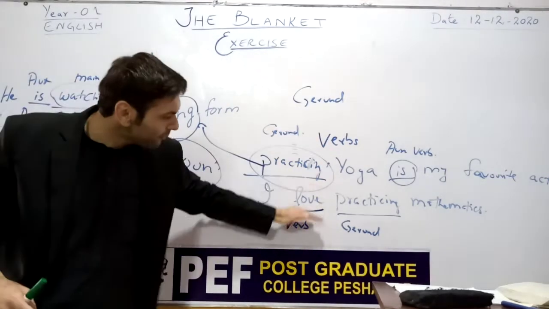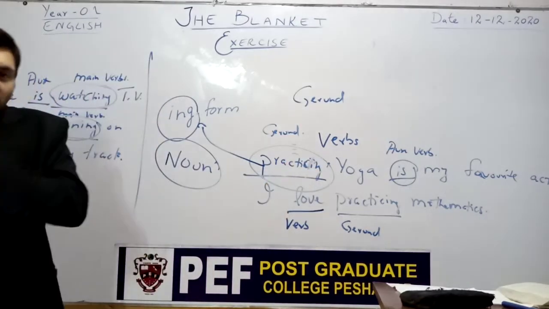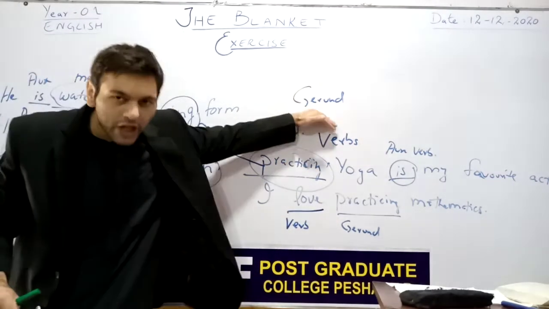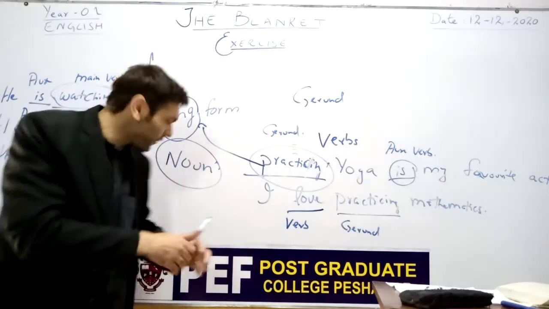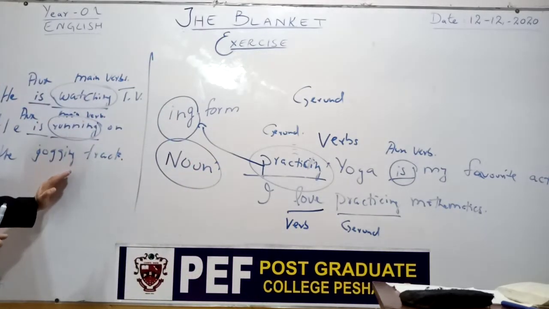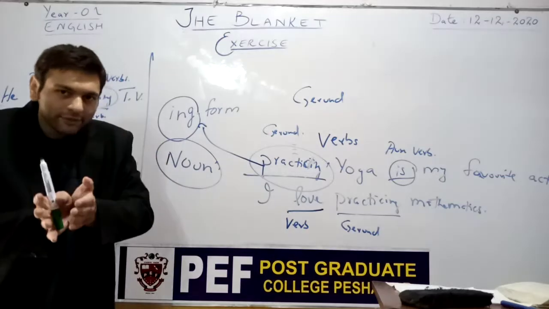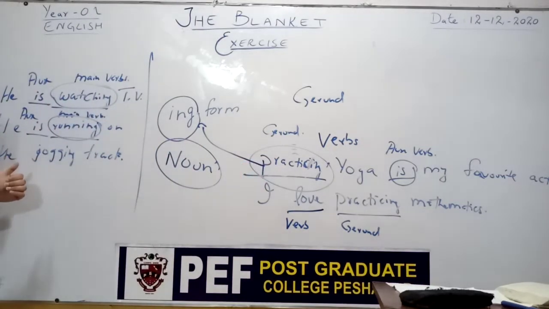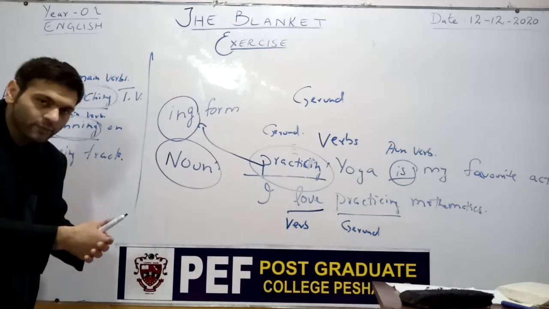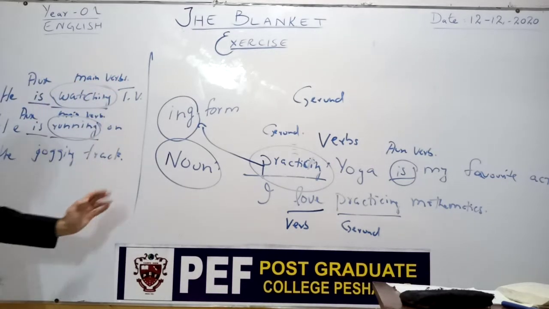यहां पर जो हमारे पास ing form है, they are functioning like gerunds because their functioning criteria is different. Over here, the functioning criteria is different. Over here, it is functioning like a noun as gerunds. Over here it is functioning like a verb as progressive verbs. So you need to draw a distinction.